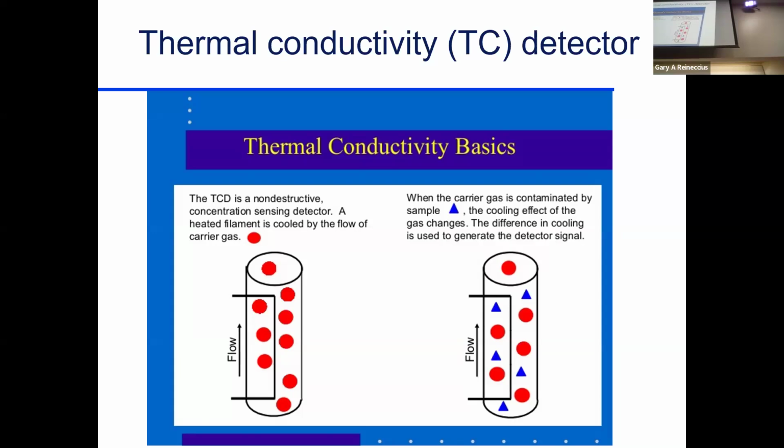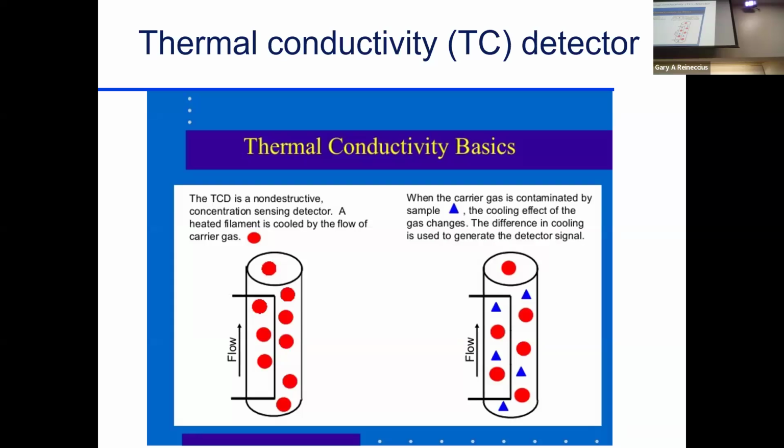So it's at a certain temperature. And if there's nothing coming through here, no compound, there's really not much cooling effect. But okay, now we have a compound coming through. Well, these molecules are going to cool this more, and it's going to change the resistance of the wire. And so what they measure is the resistance of this wire and how it changes with analytes. So it's called a universal detector because anything will affect the cooling of that wire.